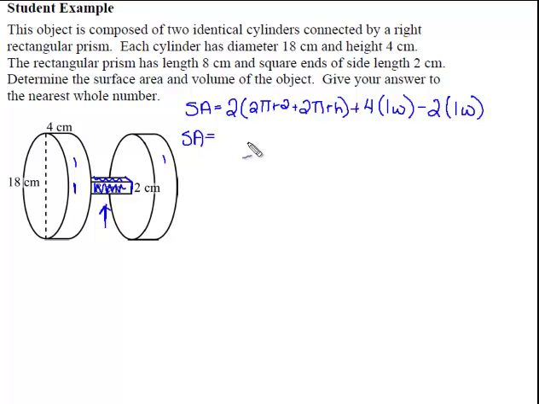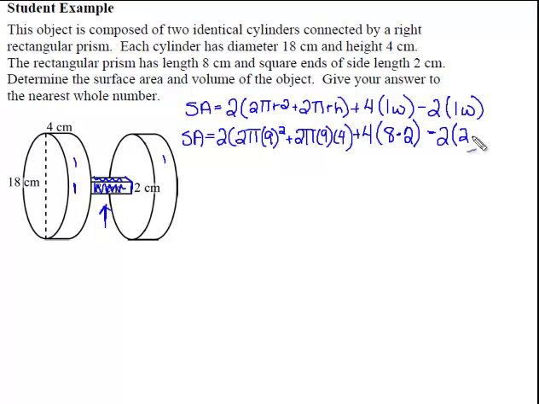Substituting in what we know, the radius of that circle is half of its diameter, so the radius is 9, squared. Again, 9. And the height of that cylinder is 4. The length of each of these rectangular pieces is 8, and the width is 2. Subtracting 2 times for these two end pieces, the length and width of those are 2.